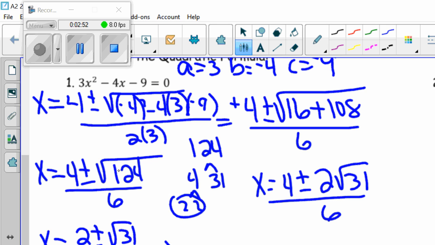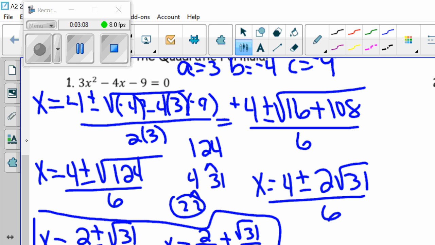So this is the same thing as saying x equals 2/3 plus the square root of 31 over 3, and x equals 2/3 minus the square root of 31 over 3. We need to recognize that all of those are the same thing. We will always have the two answers, plus or minus.